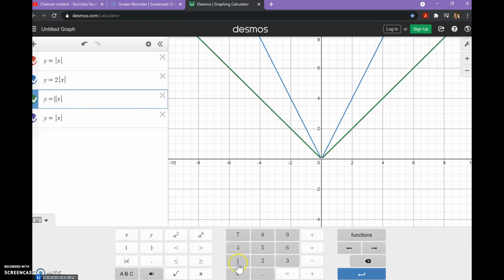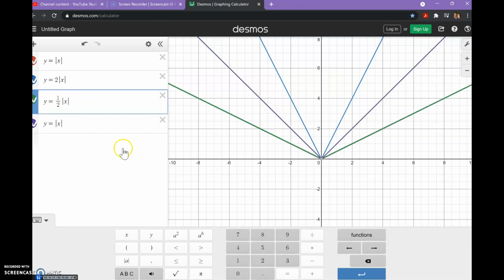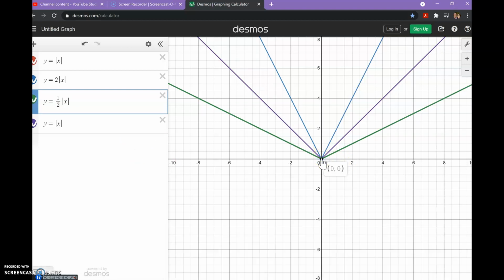What happens if I put a 1/2 in front? So the minimum, the vertex didn't move. Instead, I'm going up 1 over 2, up 1 over 2. Notice as well that this green graph is definitely a lot wider and the blue graph is skinnier. So if you have a bigger number in front, the graph is going to get skinny. And if you have a fraction or decimal, something between 0 and 1 in front, it's going to get wide.